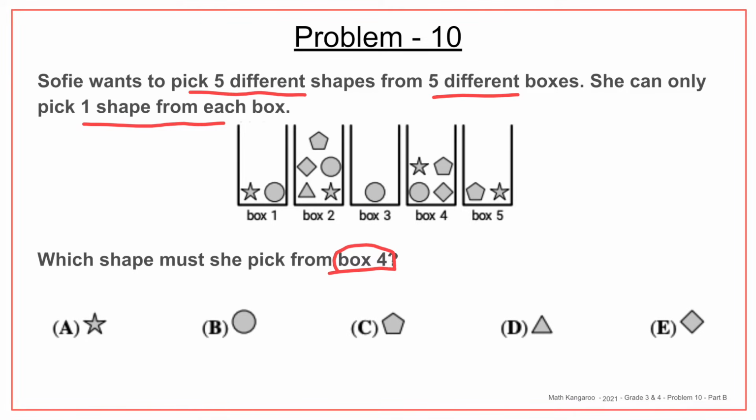We see that box 3 has only 1 shape, so she can pick it. No confusion. Since she has already picked circle, she can pick star from box 1. Since she has already picked a star, she can pick a pentagon from box 5. Now she has star, circle, and pentagon. Now left is diamond. So from box 4, she picks diamond, which is our answer, option E, diamond.